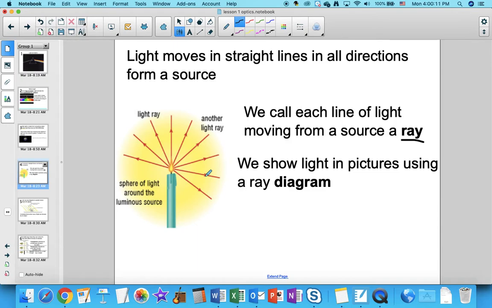We call a diagram that shows the rays coming off a source of light a ray diagram. It is a ray diagram because it is a diagram, a picture, that shows rays. Simple as that. So if I asked you to draw a ray diagram from this light bulb, you draw a light bulb and then draw all the rays coming out from it.